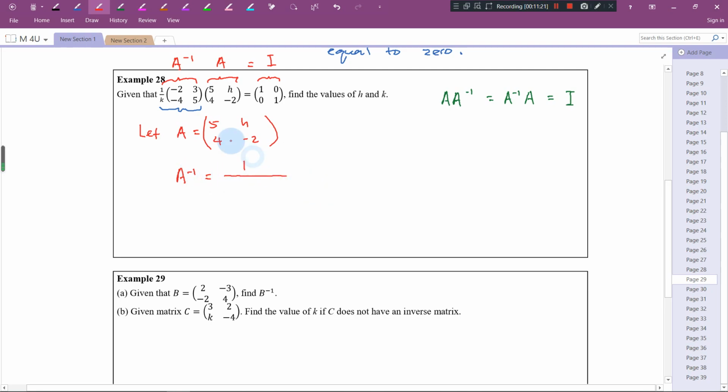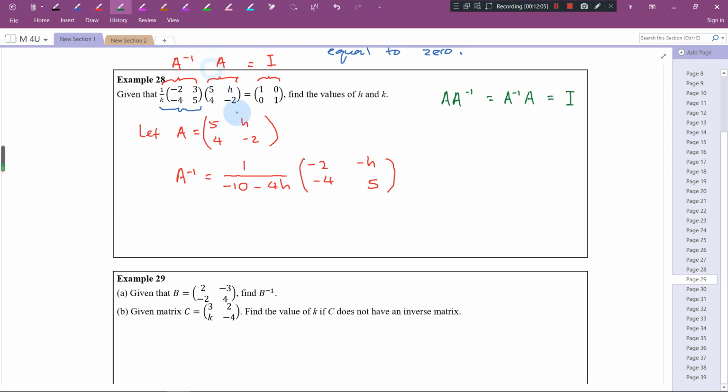1 over 5 times negative 2, you will get negative 10. Okay, minus H times 4, you will get 4H. This is the determinant of matrix A. Okay, then when we come to the parenthesis part, don't forget, interchange these two elements, their positions. Negative 2 goes up, the 5 goes down here. Okay, and these two elements, we change their sign. Positive, we change to negative. Positive, we change to negative. So this is the inverse matrix of A.